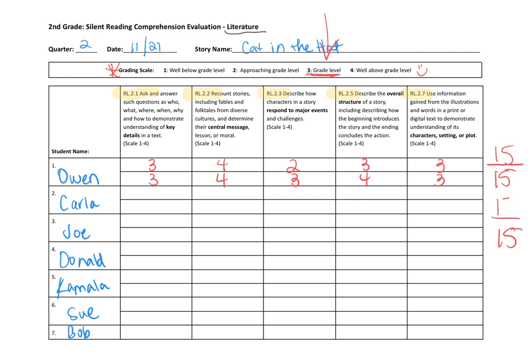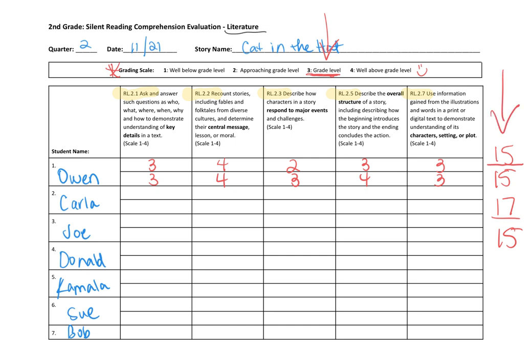17 out of 15. Can you have a score over 15? Sure, because he's getting 4s in some categories, and that's well above grade level. So he should have a score above just regular grade level. Could you have a score below 15? Yes, if he's below grade level, he will have one below 15. So this is what I will enter in ClassReach.